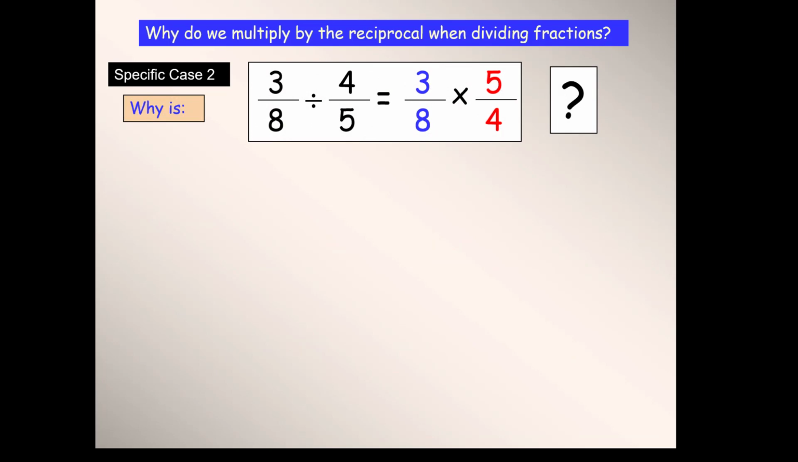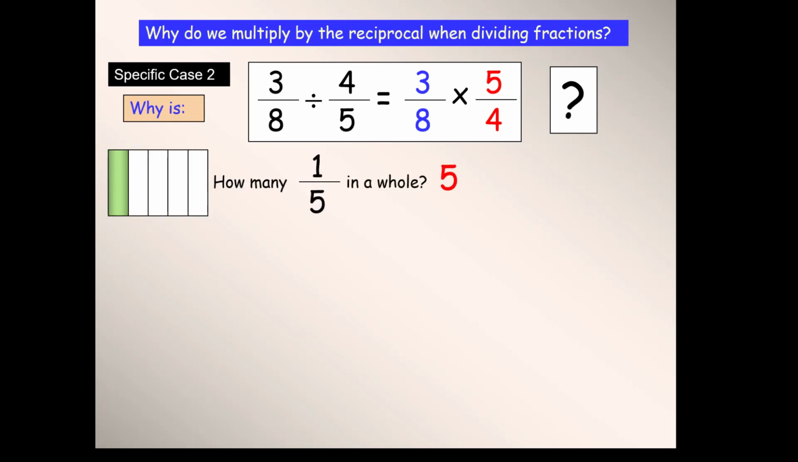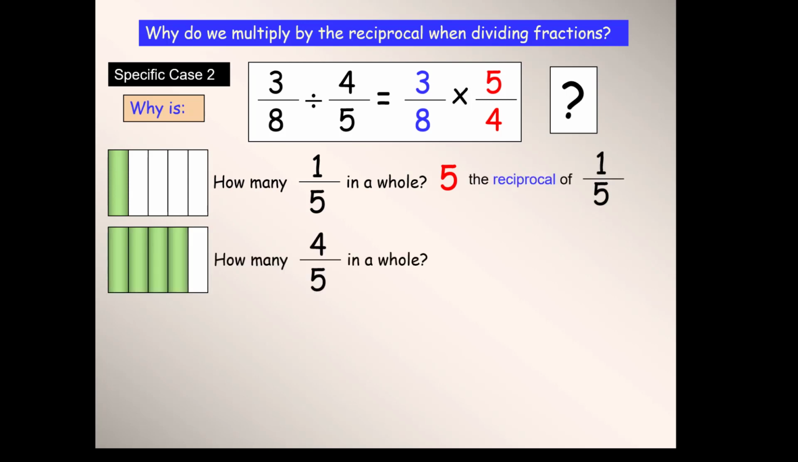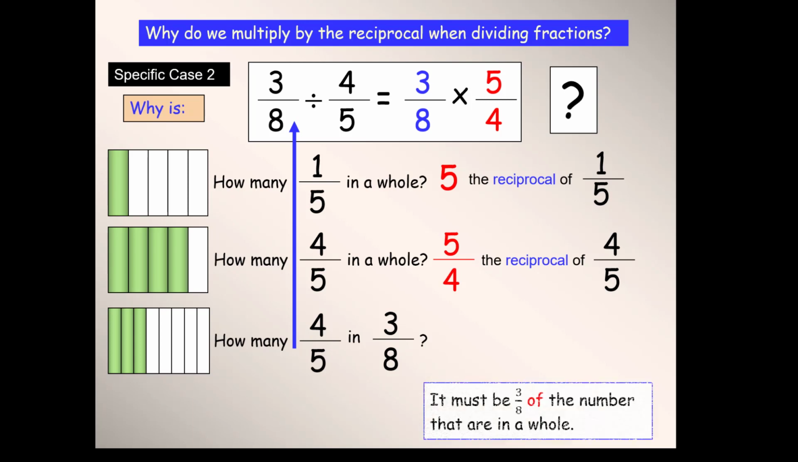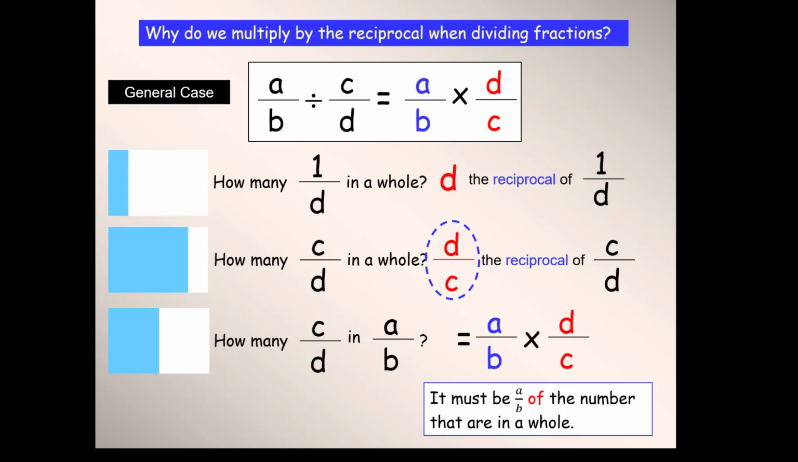So why is 3/8 divided by 4/5 the same as 3/8 multiplied by 5/4? So the question is, how many 1/5 in a whole? Yes, 5. So 5 is the reciprocal of 1/5. So now we can ask, how many 4/5 in a whole? So now we have to divide that 5 by 4. So 5/4 is the reciprocal of 4/5. Now that we know that, we can ask ourselves, how many 4/5 in 3/8? In other words, it must be 3/8 of the number that are in the whole. So 3/8 times 5/4.